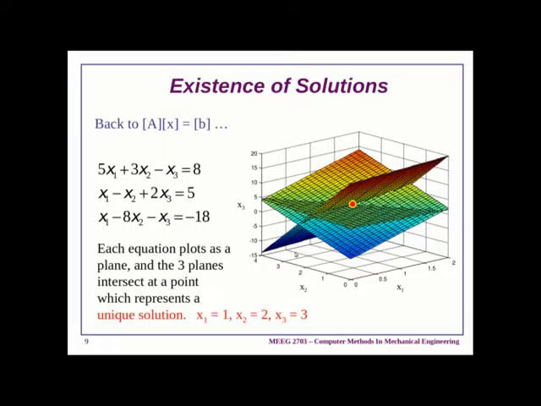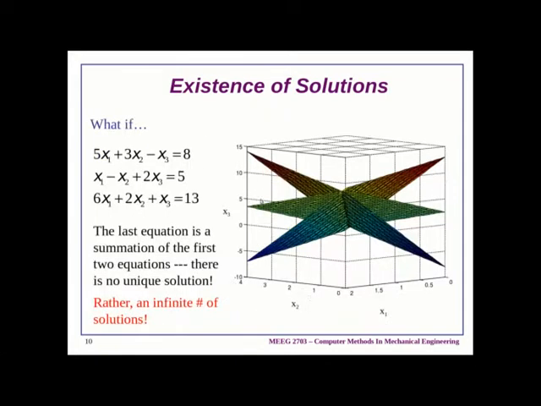Now that doesn't always have to be the case. Here the solution for these equations is given down here, and that is actually the point. So you can make a vector, put in x1 equals 1, x2 equals 2, and x3 equals 3, and it would point from the origin to that point right there, and that's the solution. Alright, so what if we have a different set of linear equations?